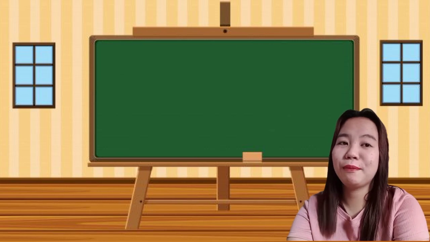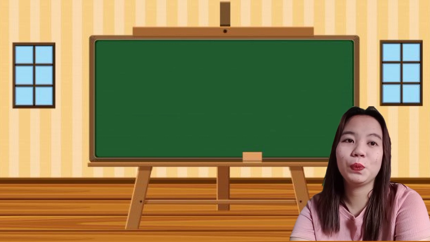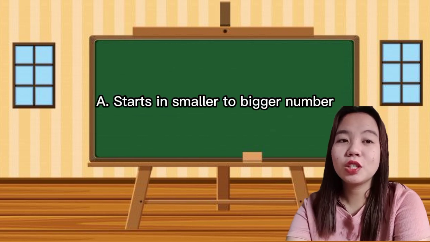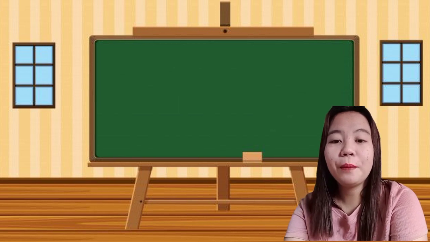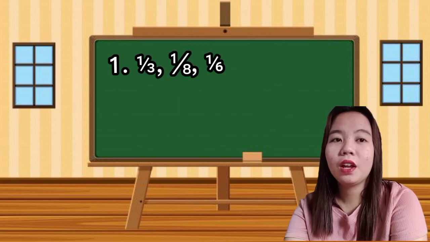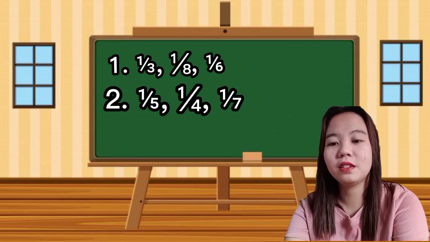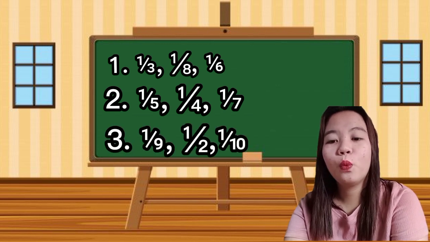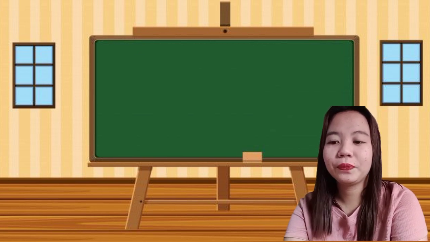So for your assignment for today, arrange the unit fractions given below. Letter A, start from smaller to bigger. The number 1 is 1/3, 1/8, and 1/6. The number 2 is 1/5, 1/4, and 1/7. The next is 1/9, 1/2, and 1/10.